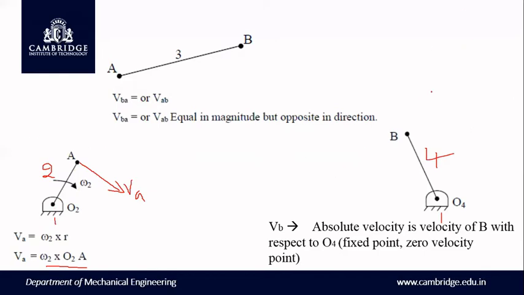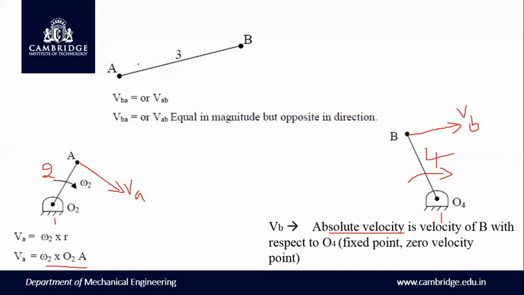Whereas at point B also, if you consider the velocity of point B, this link also tends to move to the right-hand side. So the velocity of point B with respect to the fixed point O4 is also absolute velocity, since O4 is a fixed point.